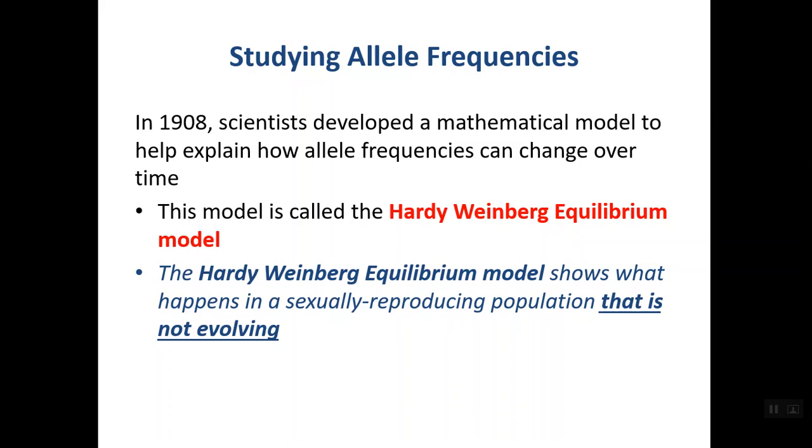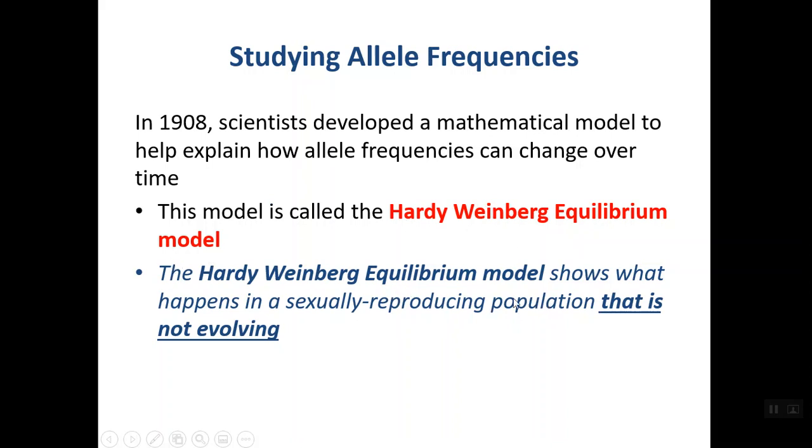Will it always be the same? Will it change? These questions were asked especially by a mathematician, Hardy Weinberg, who studied these allele frequencies and was able to come up with mathematical models that describe how allele frequencies in populations behave. Hardy Weinberg came up with an equilibrium model, known as the Hardy-Weinberg equilibrium model.